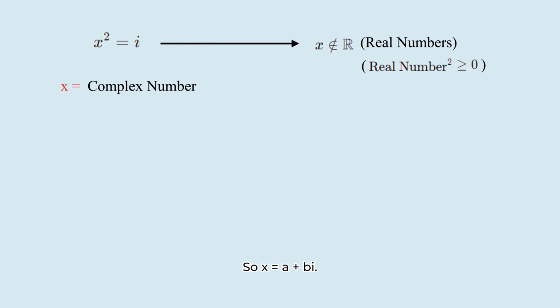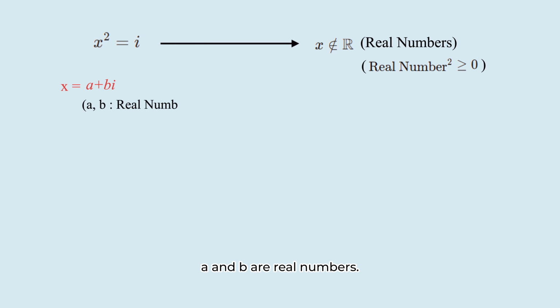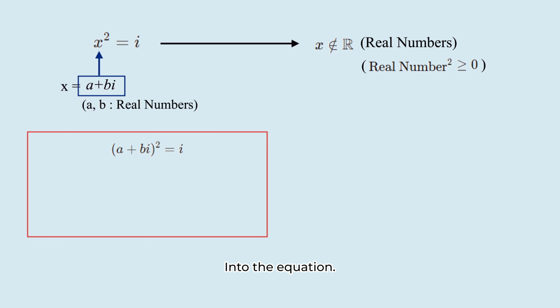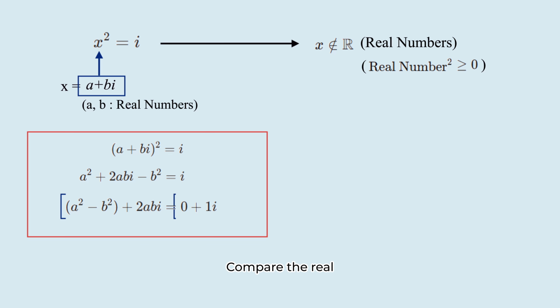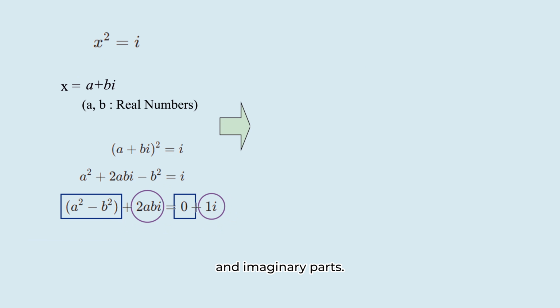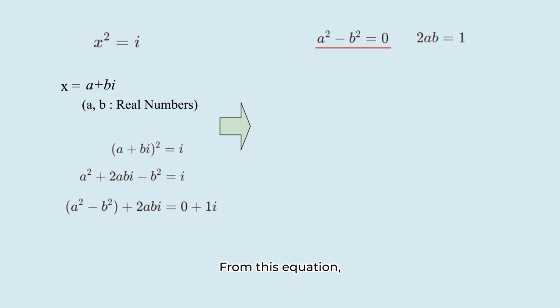So, x equals a plus bi. A and b are real numbers. Substitute this into the equation. Compare the real and imaginary parts. From this equation, we obtain a equals b or a equals negative b.